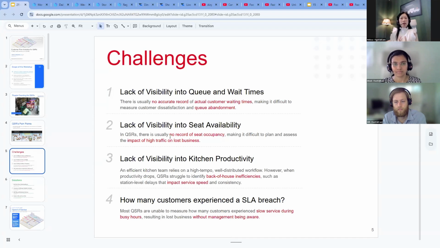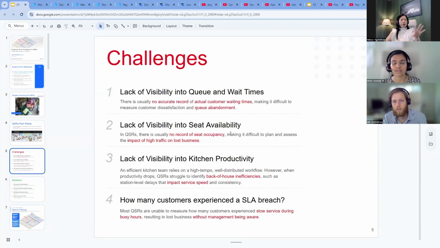Yeah, so all this building customer expectation and better the experience. The third thing is the lack of visibility into the kitchen productivity. So some kitchen teams operate very efficiently, like clockwork, while others lag behind. So which one is good and which one is bad? And without data, it's impossible to quantify why and which is better than the other.